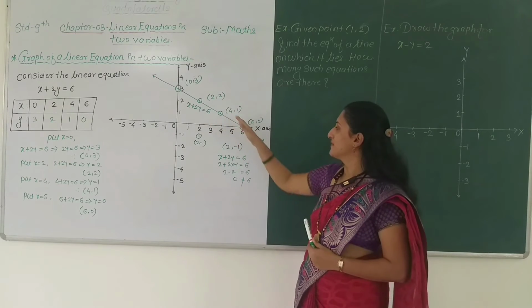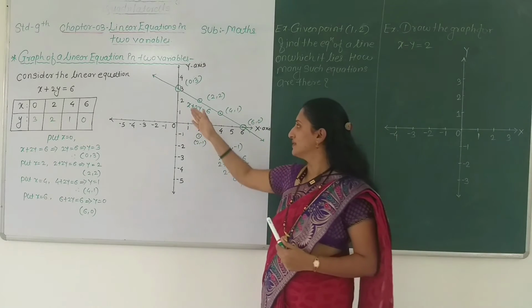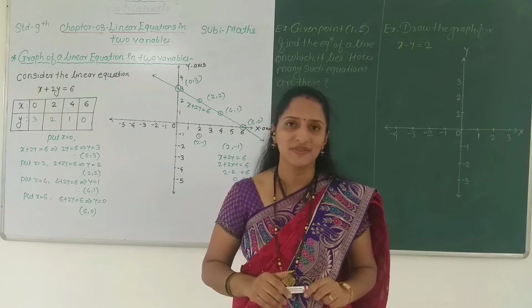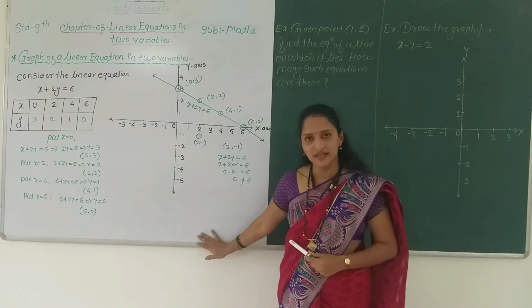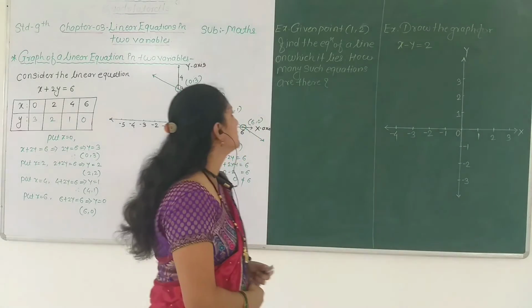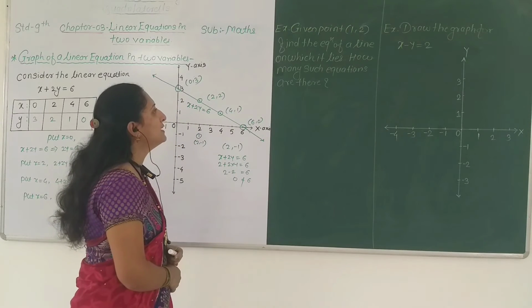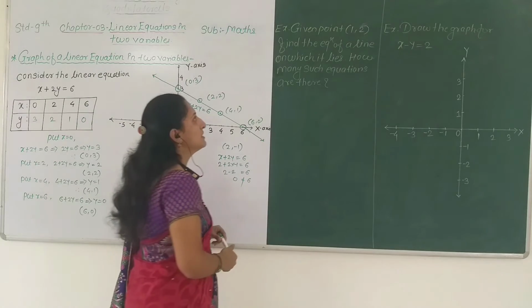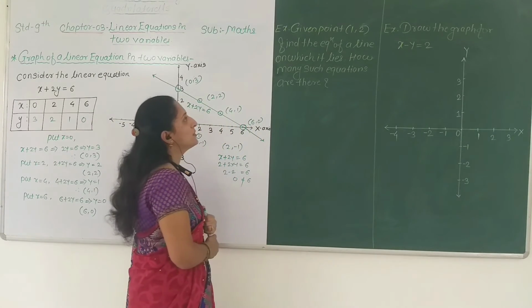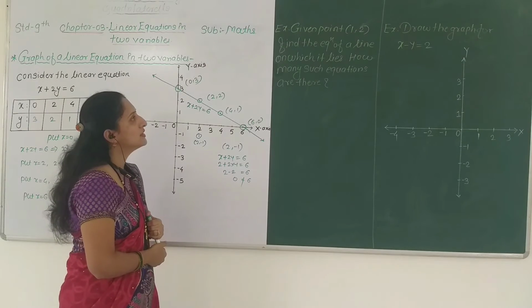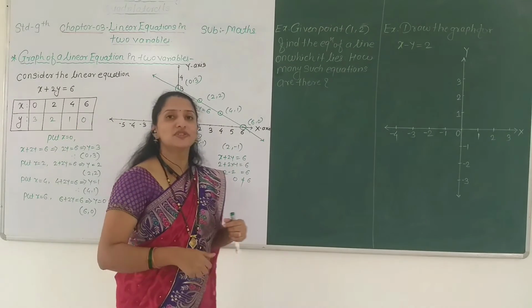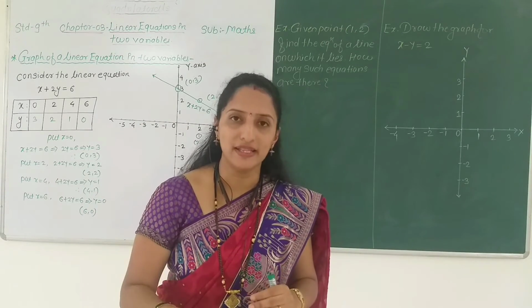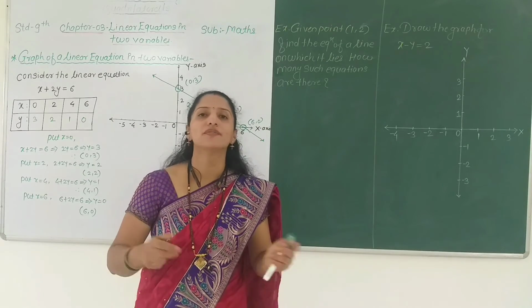Okay, x plus 2y is equal to 6 is the line representing the equation x plus 2y is equal to 6. Okay students, this is very easy. Now the next one: given the point 1, 2, find the equation of a line on which it lies. How many such equations are there? The point 1, 2 lies on some line and we have to find the equation of that line.